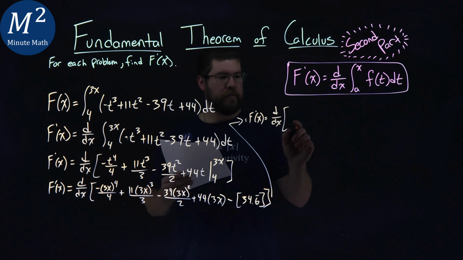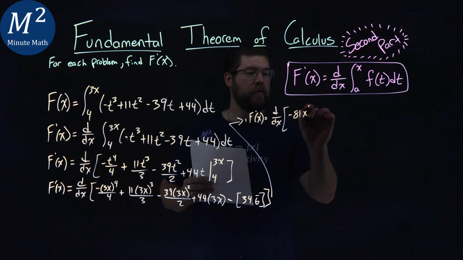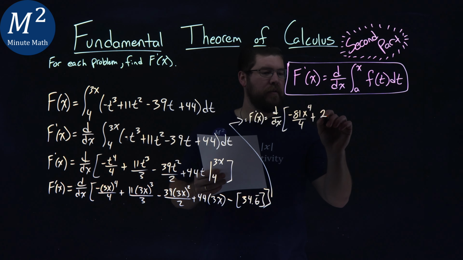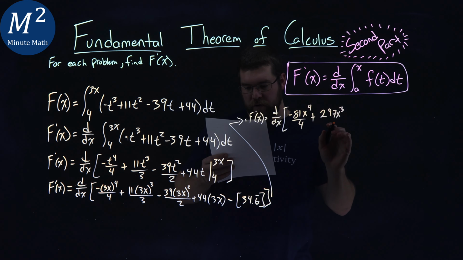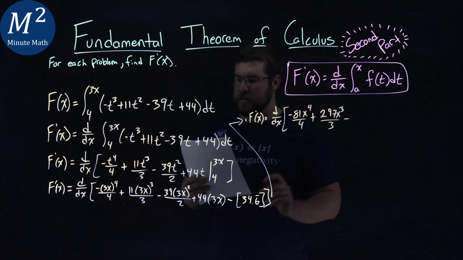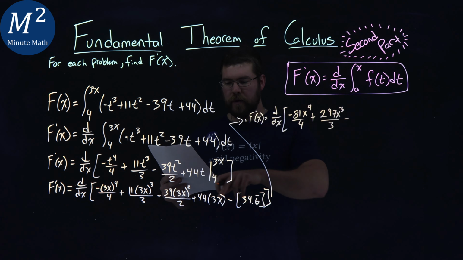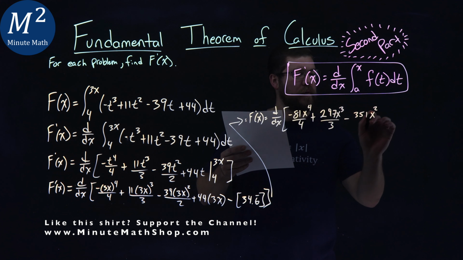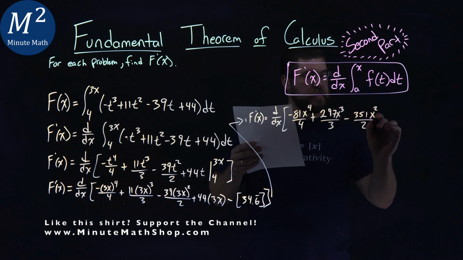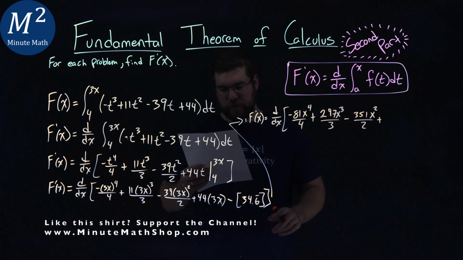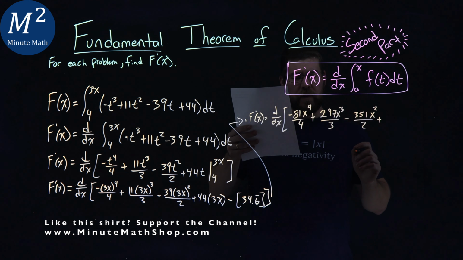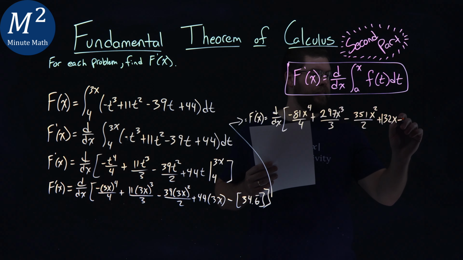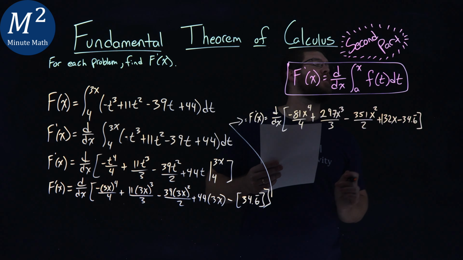Here we're going to simplify that part. It simplifies to negative 81 x to the fourth over 4, plus the next part simplifies to 297 x to the third over 3, minus the next part becomes 351 x squared over 2, plus the last part here, 44 times 3 is 132 x, and then we subtract the last part, so 34.6 repeating.